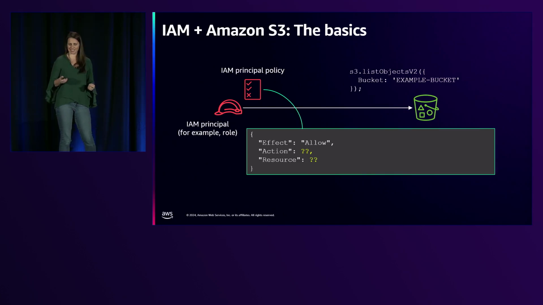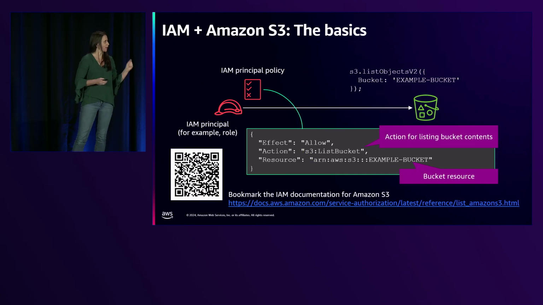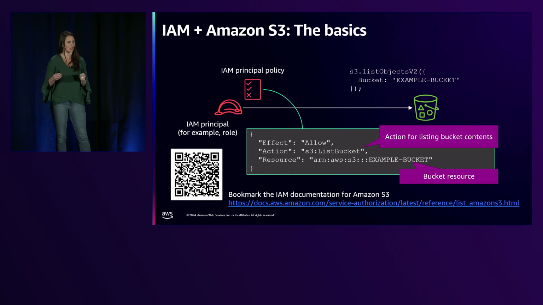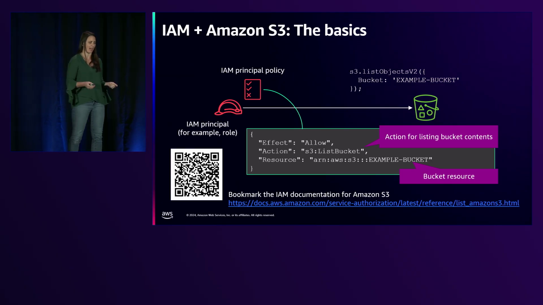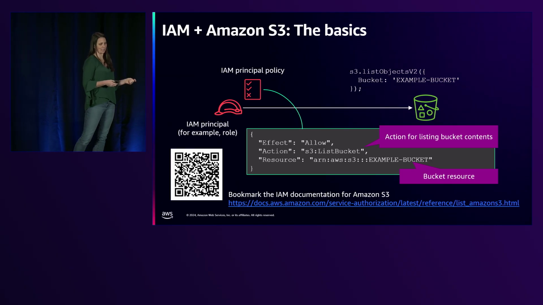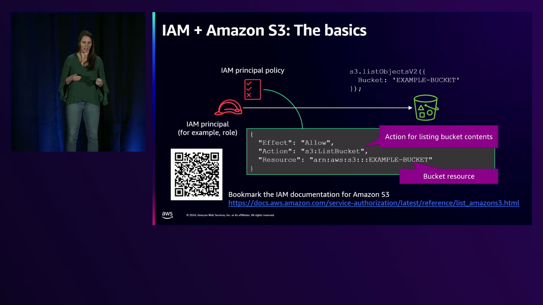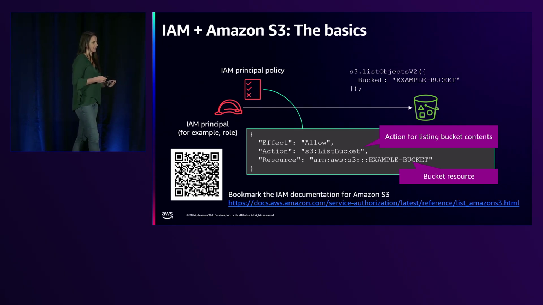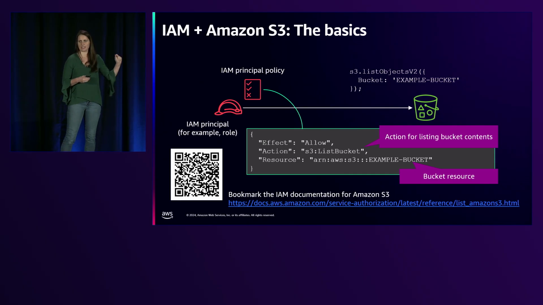I could guess, or I could bookmark this documentation here. This is the page for the IAM documentation for S3. We'll see sometimes it's not straightforward like get, because here we have an action that's S3 list bucket corresponding to the list objects v2. And now I know that my resource needs to be this example bucket. This documentation is really useful for when you're getting used to working with IAM and S3.